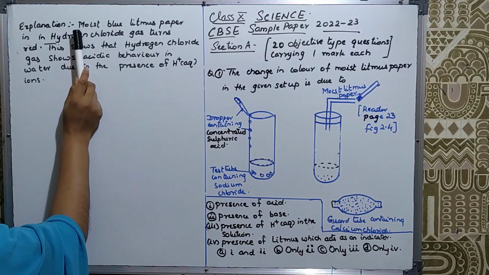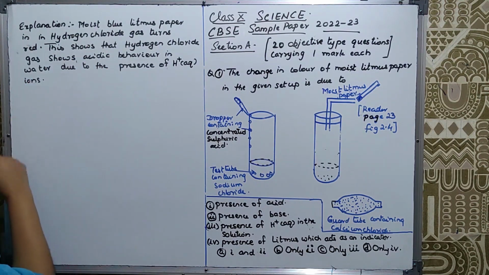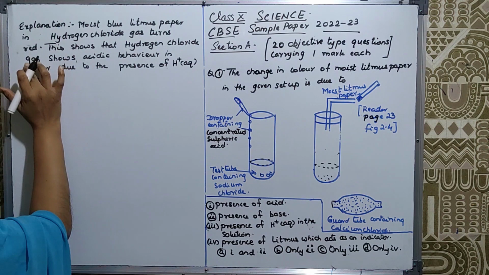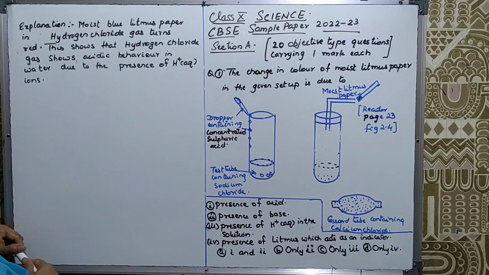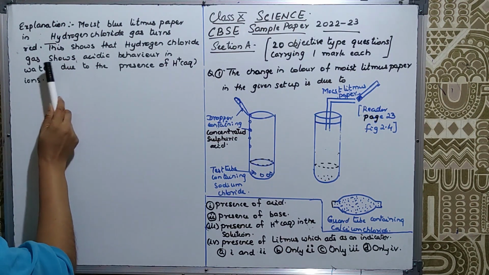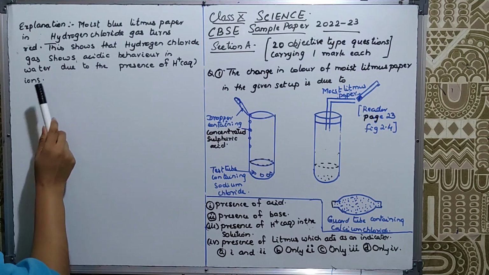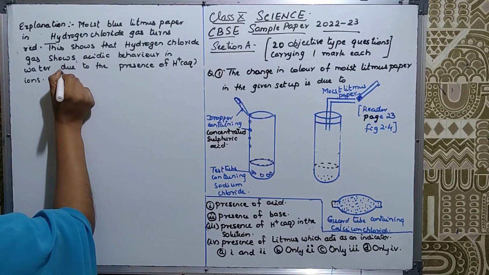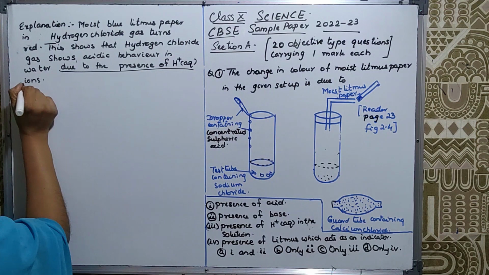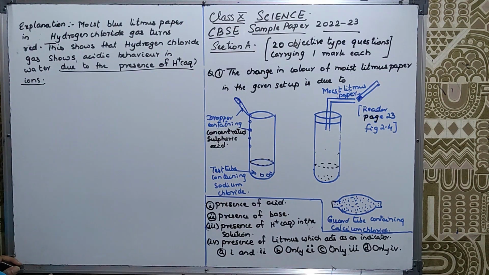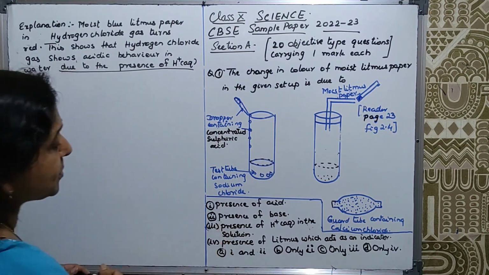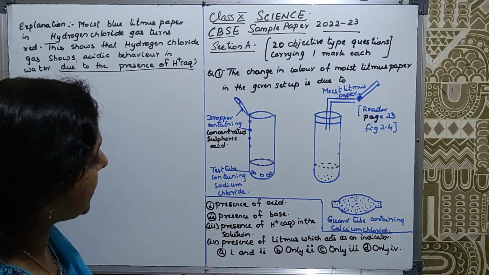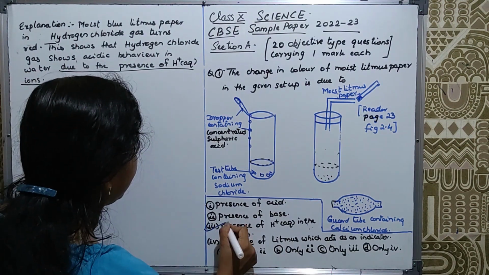So moist blue litmus paper in hydrogen chloride gas turns red. Why? This shows that hydrogen chloride gas shows acidic behavior in water due to the presence of H plus aqueous ions. So the correct option is presence of H plus aqueous ions in the solution.